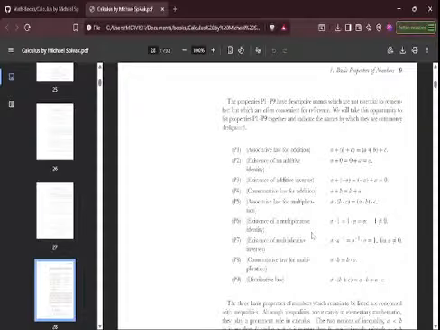So it's basically the same thing. That's what I'm trying to say. So, existence of additive identity. So a plus 0 is equal to 0 plus a is equal to a.